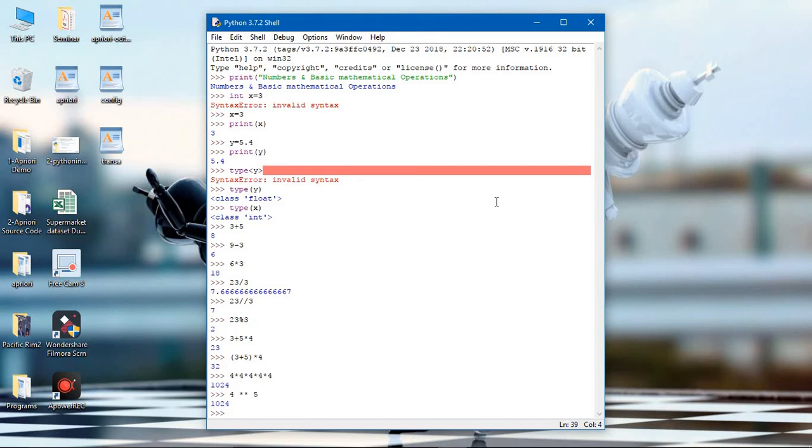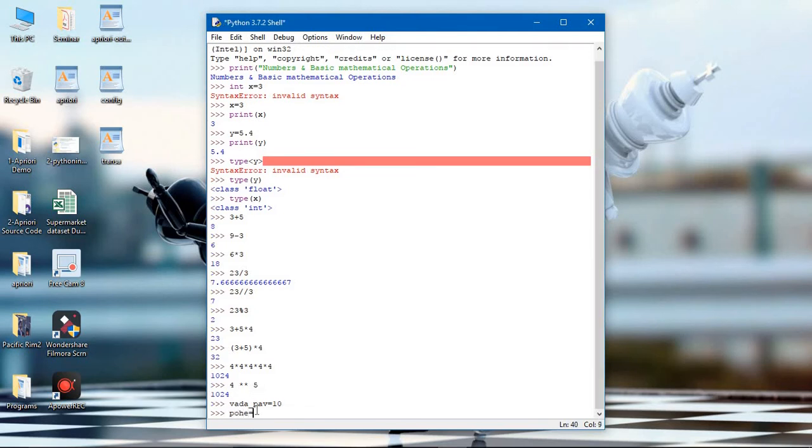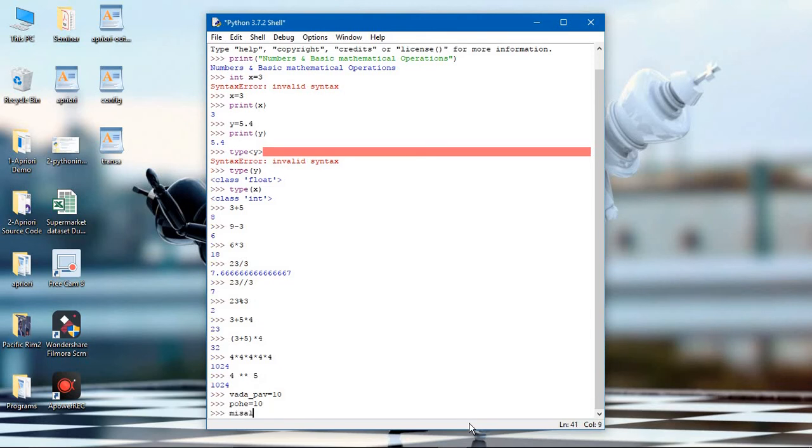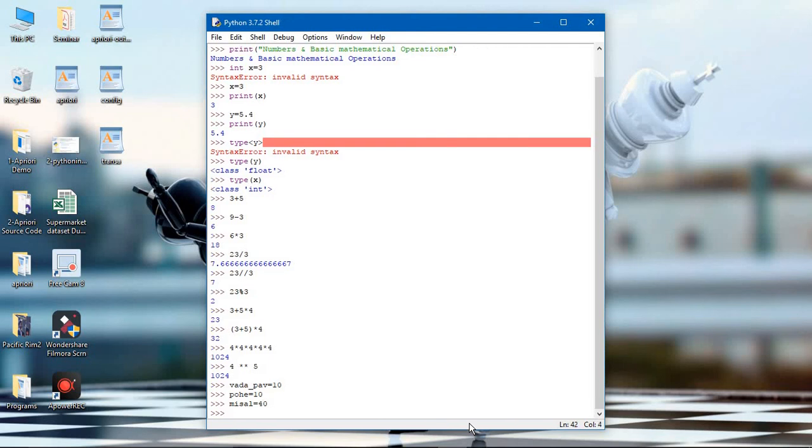Now imagine that I did here the assignment operator. I assigned the value 3 to the x. Let's just try something new. Imagine that there is a variable vada pav which holds the value 10 rupees. Then there is pohe which holds the value again 10 rupees, and there is misal which holds the value 40 rupees. Now imagine, for those who don't know, vada pav, pohe and misal, these are Maharashtrian foods.